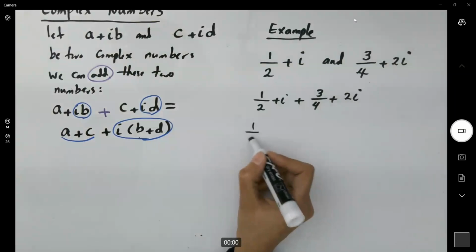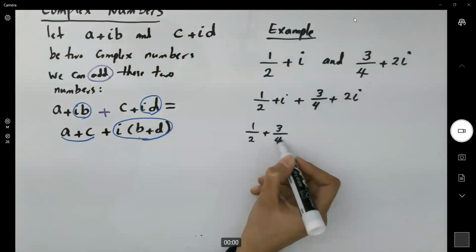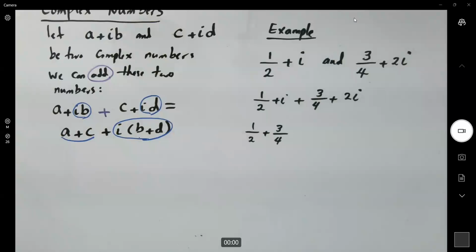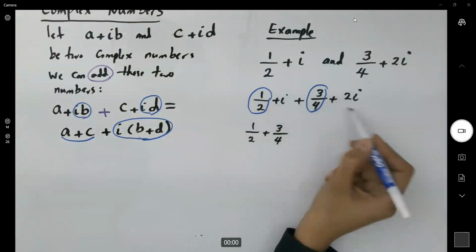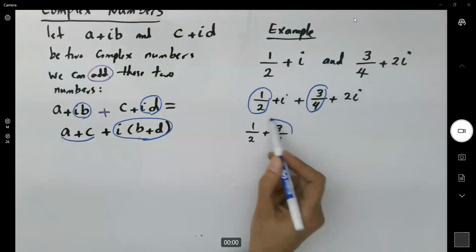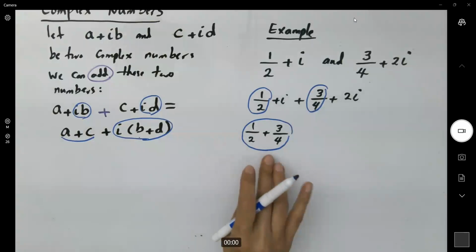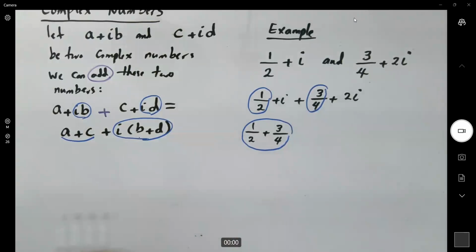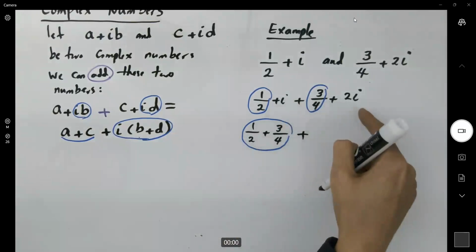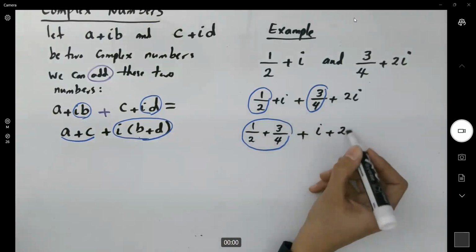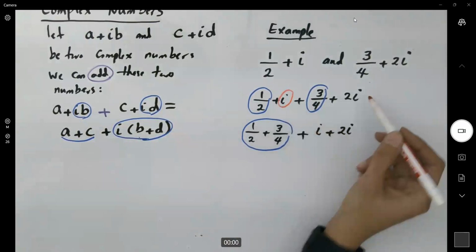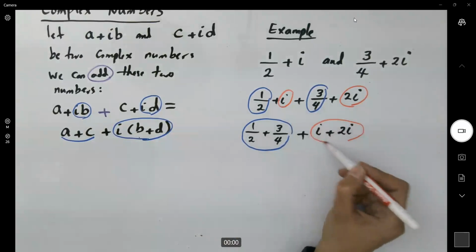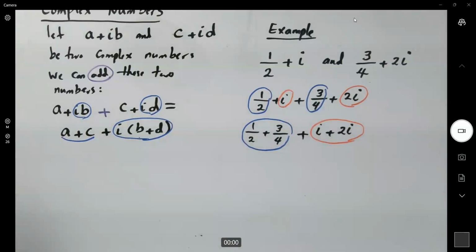This guy is a half plus 3/4. You're going to add the real part. And then you're going to add the complex parts. So this is the real part. We need to simplify it. As a mathematician, we cannot leave this like this. And then plus I plus 2I. The complex part. So I plus 2I, which is written down here. Very well.